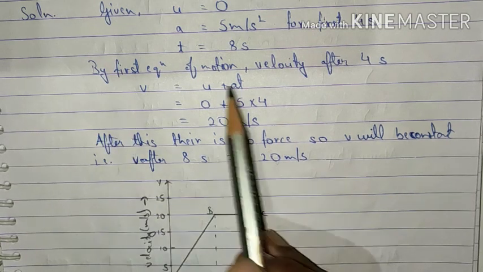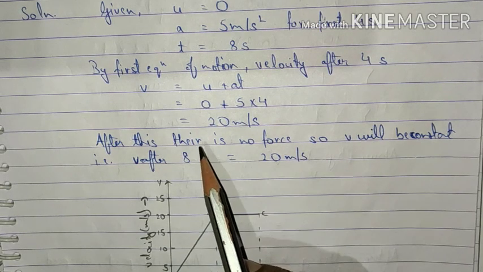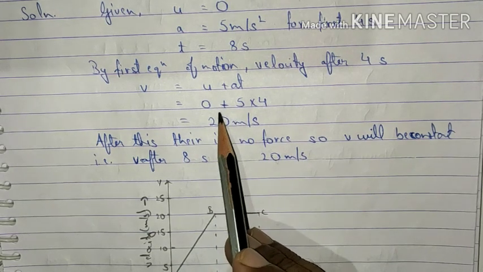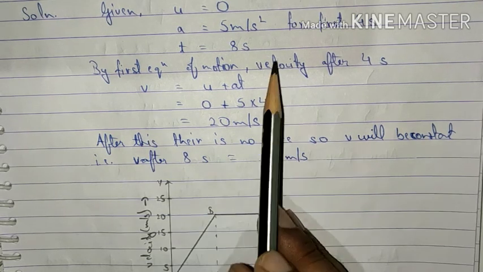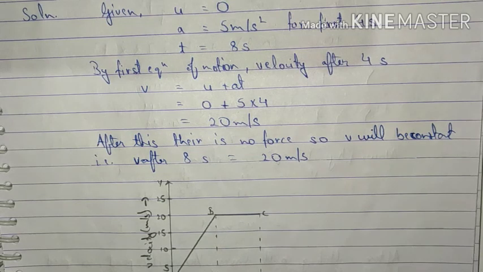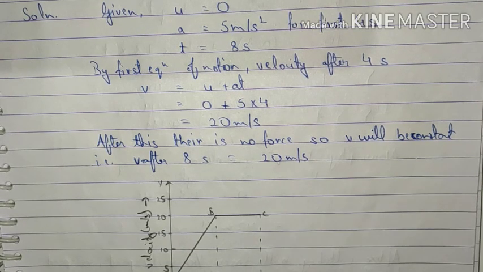So applying the first equation of motion for the first 4 seconds, we can get the value of velocity as v is equal to u plus at. Now since the value of u is 0, value of a is 5 and t is 4, we can find out the velocity for the first 4 seconds, and it is coming out to be 20 meters per second. As we all know that after this no force is being applied, so v will be constant. Since no acceleration is occurring, the velocity of the object will remain the same. That is, it will remain 20 meters per second.